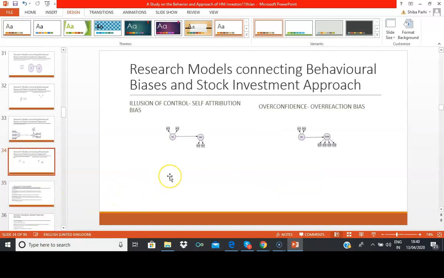So like this, different models are being formulated and prepared by the researcher, and on the basis of this research model, he will establish the different research hypotheses. So we'll see how to frame the different research hypotheses on the basis of those research models.